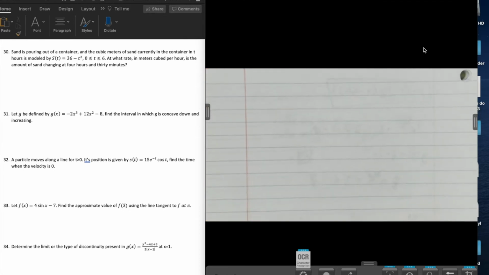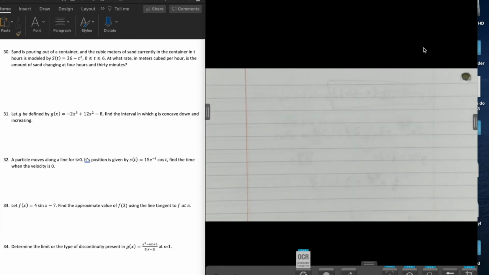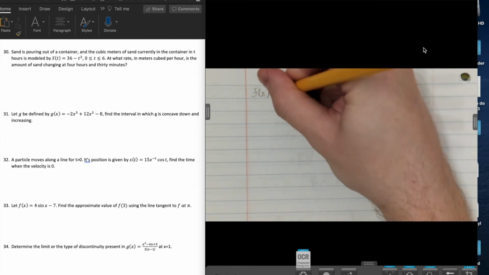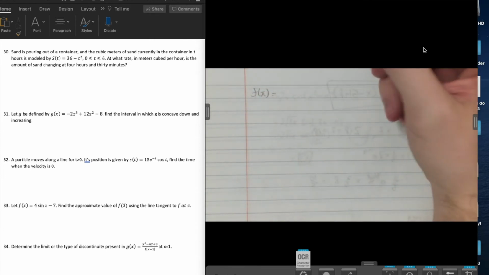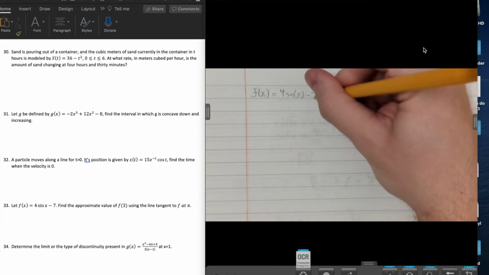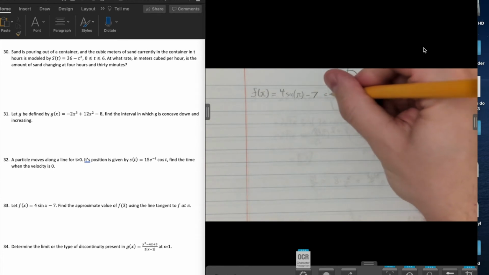On to 33. We want to use linear approximation using the line tangent to f at pi. In other words, we're trying to estimate 3 by using pi, and that might feel weird until you look at what our function is. The reason we're using pi to approximate 3 is because pi actually works really nicely with trig functions. So let's find the y value. Let's find f of pi. We have an x, that's pi. We need the y. That would be 4 sine of pi minus 7. Now sine, the y value at pi, is 0. So our value is negative 7.